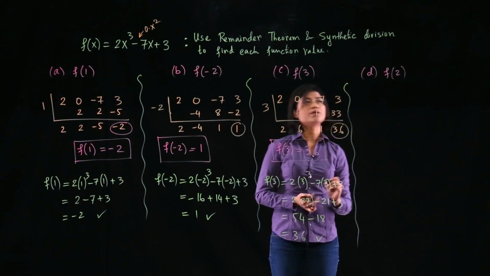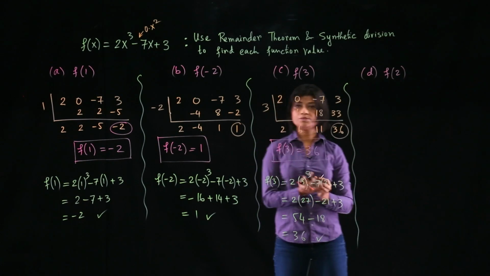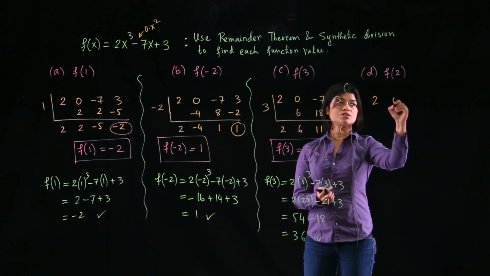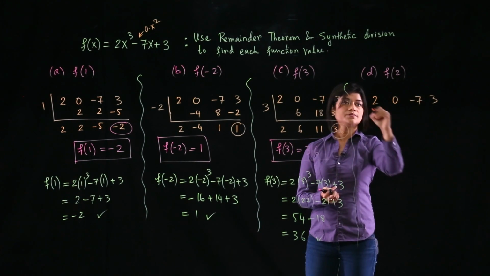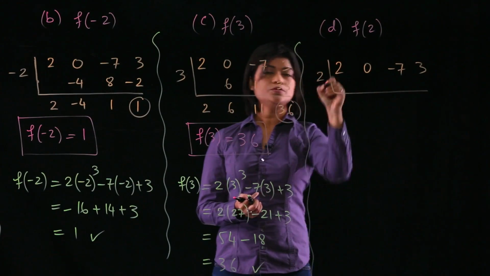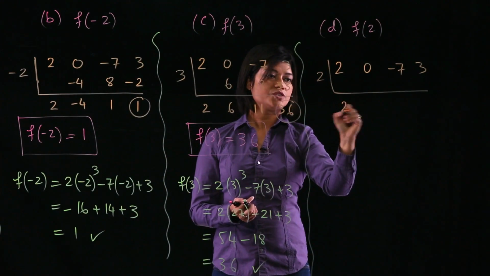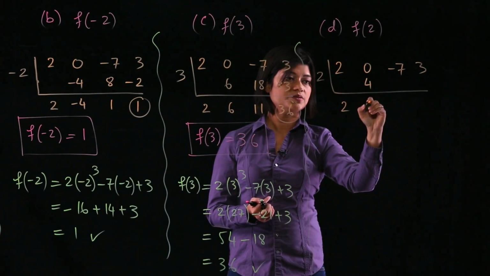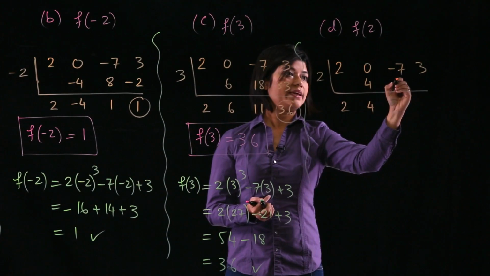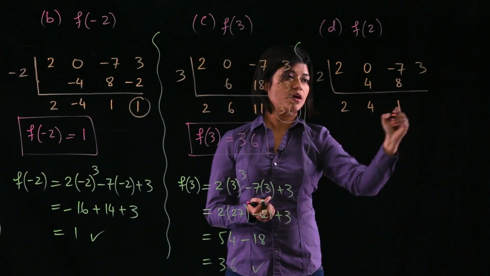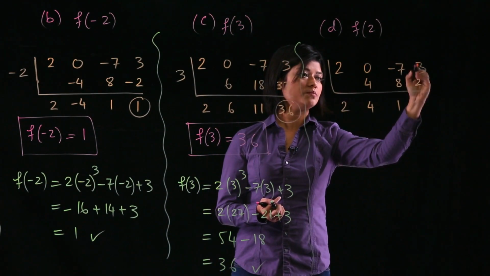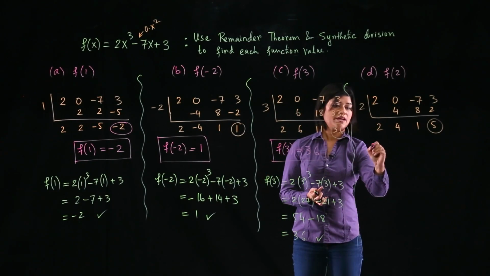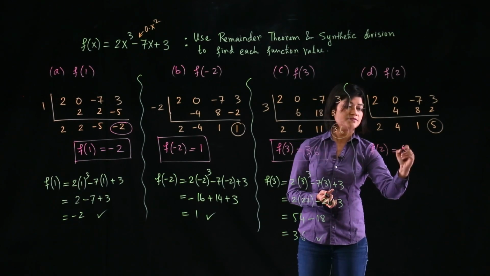Finally, last one, we have to find f of 2. You just repeat the same method. The coefficients are again 2, 0, negative 7, 3. Use the number 2 to divide. So bring down the first 2. 2 times 2 is 4. 4 and 0, you add, you get 4. 4 times 2 is 8. 8 minus 7 is 1. 2 times 1 is 2 plus 3 is 5. Therefore, f of 2 is 5.